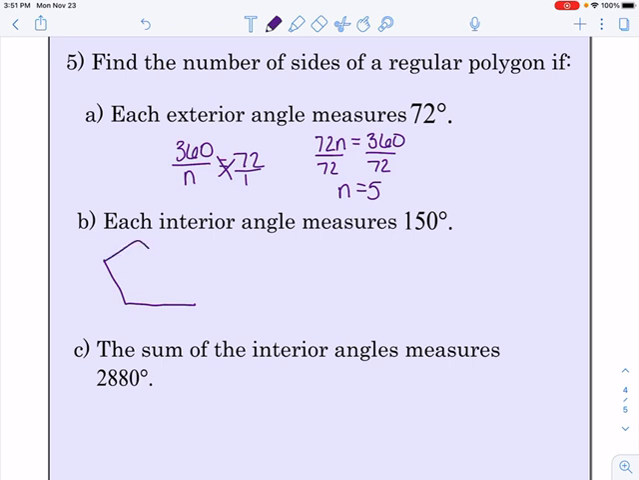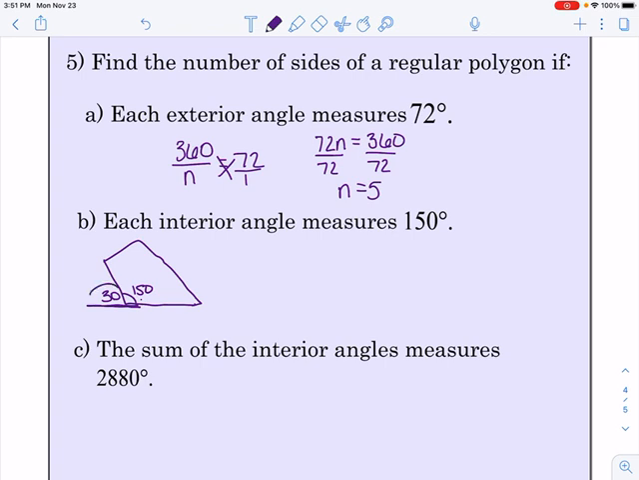Part B: if each interior angle measures 150, the easiest thing to do, and it doesn't matter what your shape is, I'm just making a shape here, let's say this interior angle is 150. The easiest thing to do is find the measure of the exterior angle first. The interior angle and the exterior angle are supplementary. They have to add up to 180, which would mean the exterior angle would be 30.